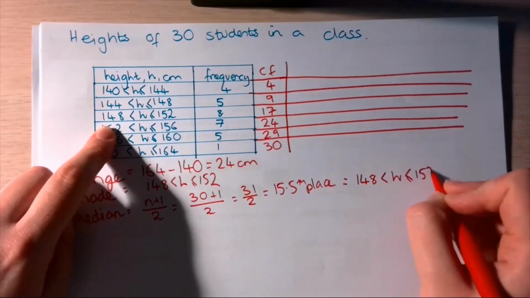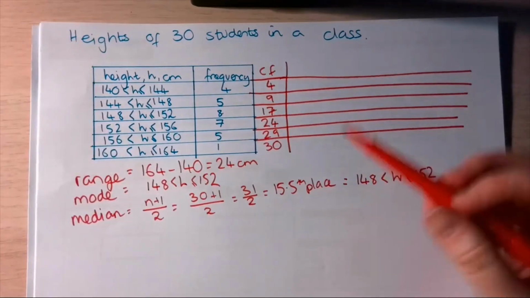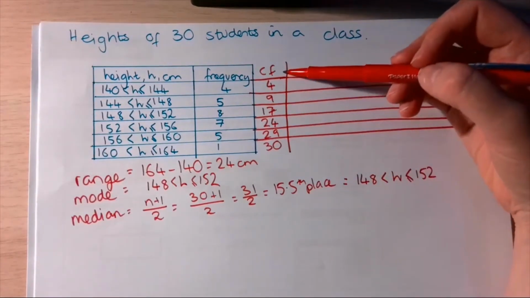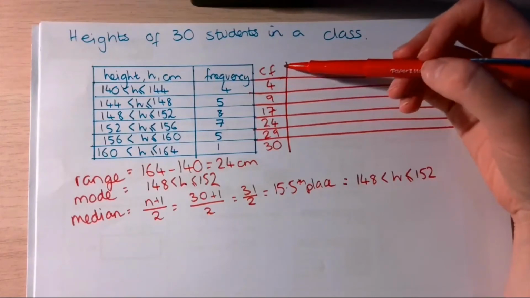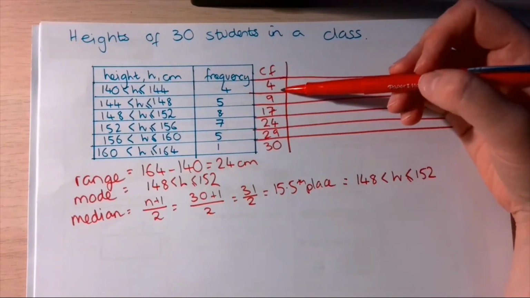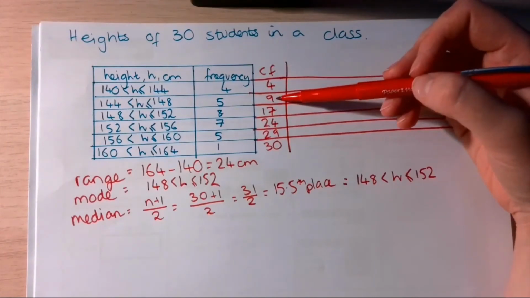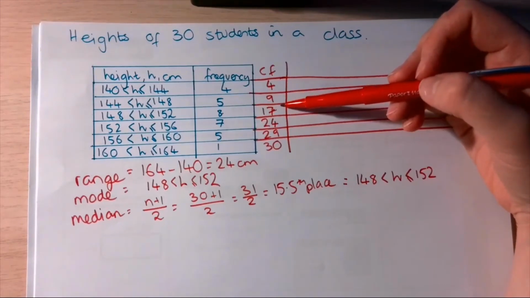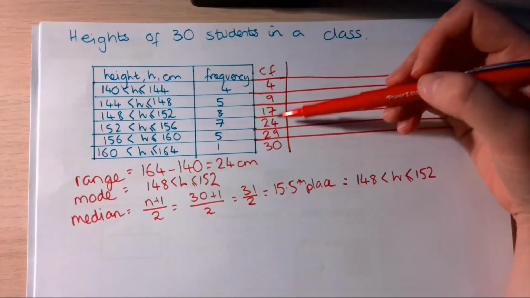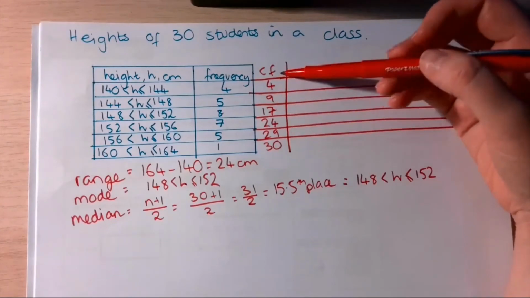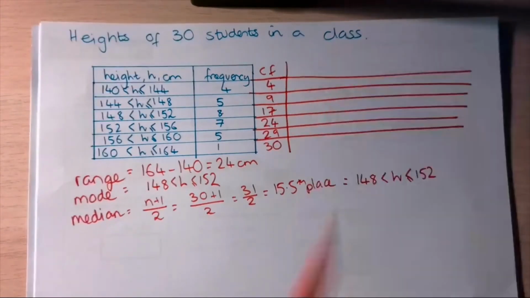to 152. Okay, that language is quite important when you're doing this. You've got to think everything from 0 up to 4 is in here, everything from 5 up to 9 is in here, everything from 10 up to 17 is in here, and so on. It's quite easy to get them the wrong way round if you're not consciously thinking on that.